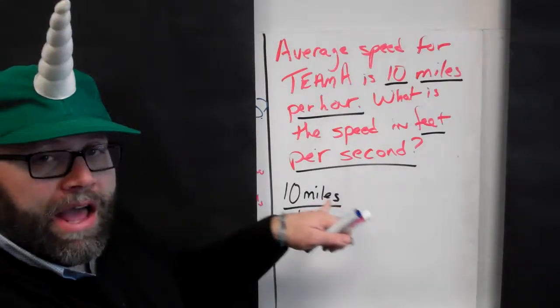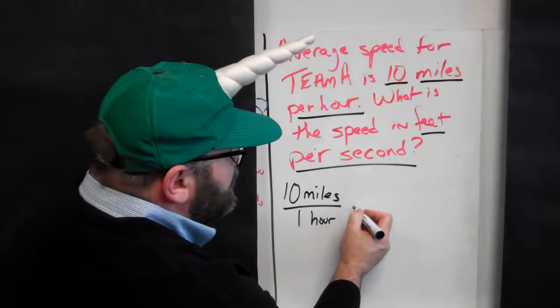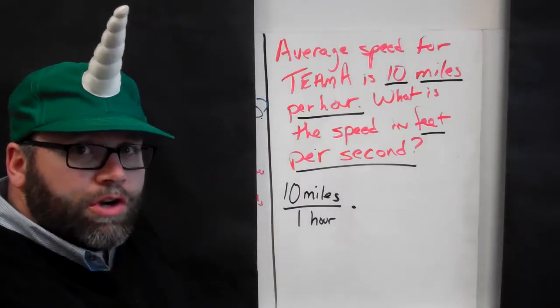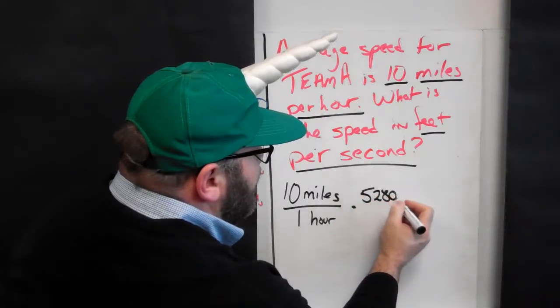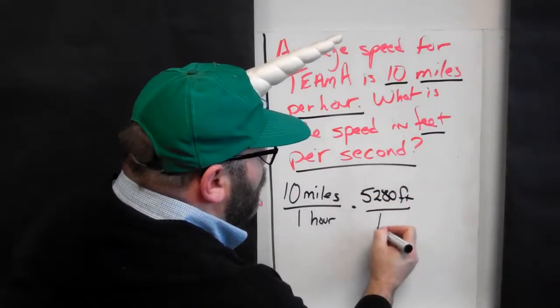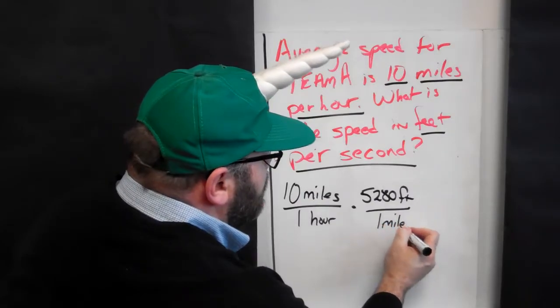Now if we're going to convert miles to feet, we want to multiply that by the unit ratio for miles and feet. So that is 5,280 feet over 1 mile.